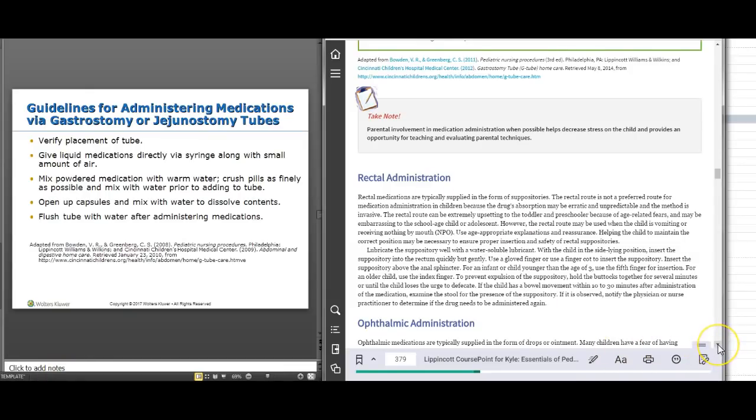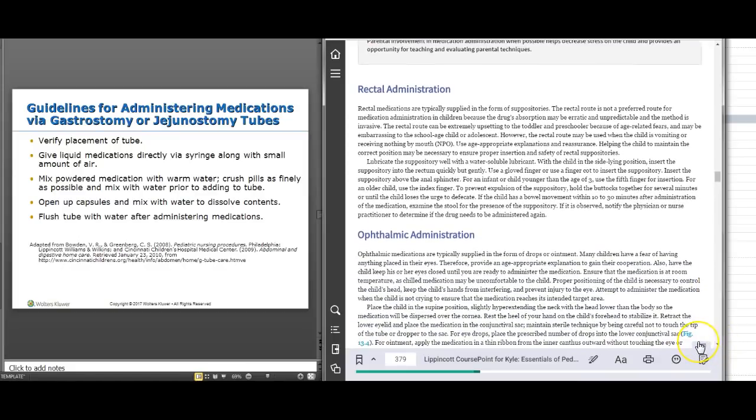Rectal administration, suppositories. We do give our share of suppositories, especially Tylenol suppositories. So it just goes over some guidelines. Do you have to lubricate before the medication? Most of them are pre-lubed, but I always do anyway. So lay them on their side. You can lift their leg up, if you wish, as you could see me. If you lift their leg up and put it over the other leg, that opens things up and makes the insertion a lot easier.